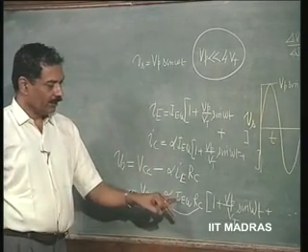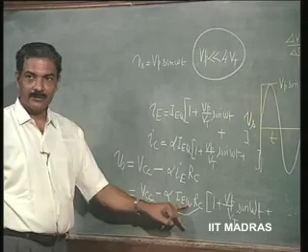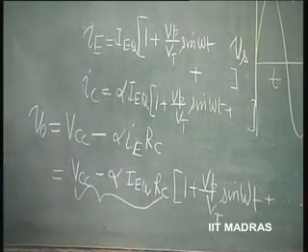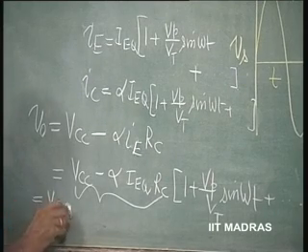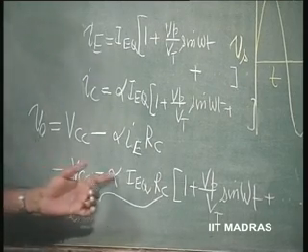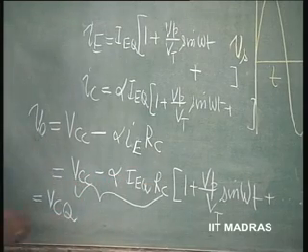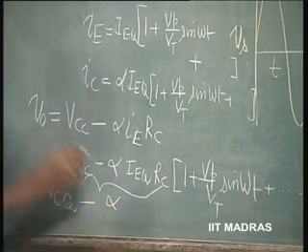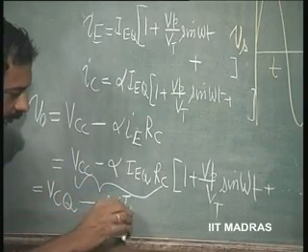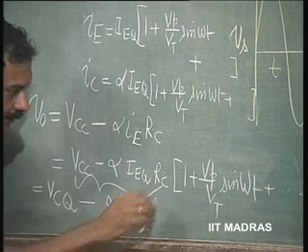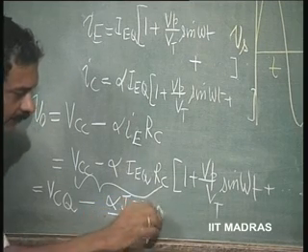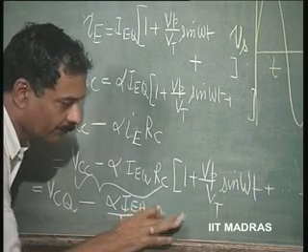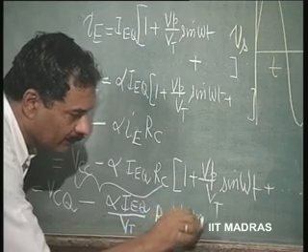VCC minus alpha IEQ, which is ICQ, alpha IEQ is equal to ICQ into RC, is nothing but VCQ. VCC minus alpha IEQ RC is VCQ, the quiescent voltage, minus alpha IEQ by Vt into RC into Vp sin omega t.